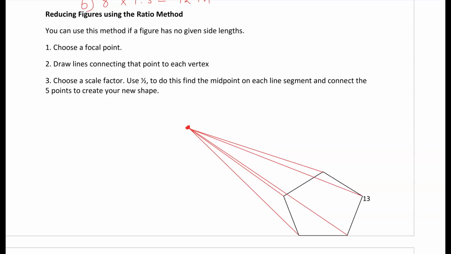Now, the third part says to use a scale factor. So use half. So to do this, find the midpoint on each line segment and connect the 5 points to create your new shape. So we're going to use half of our line, so halfway to our midpoint, to find out what our new shape is going to look like. So really, what we'd be doing if we were using the top as an example is we'd be measuring from here all the way to this line here, and we would be finding out exactly where the halfway point is, and then we'd be making a little bit of a mark.